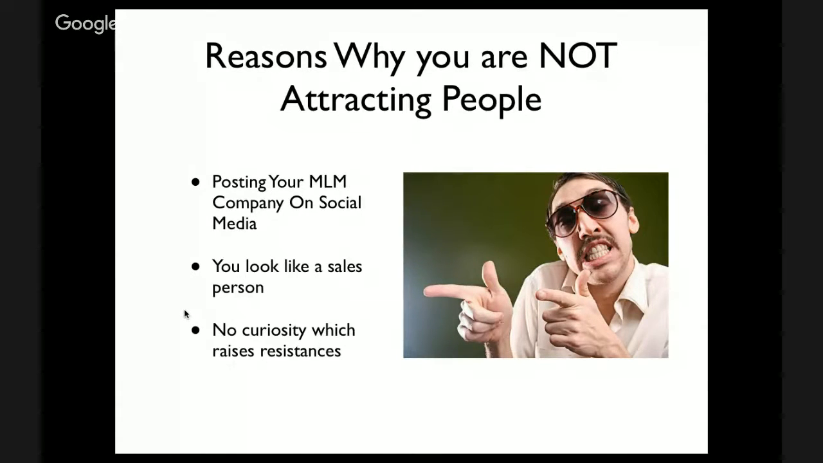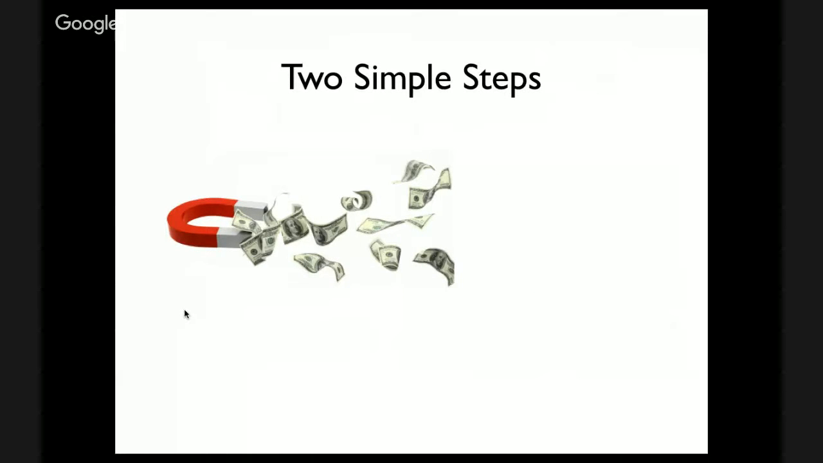So here are the two simple steps on how you're going to start attracting your perfect prospect. One is, who do you want to attract? It's really that simple. Again, in the network marketing industry, you can actually choose who you want to work with. You can choose your business partner. So who exactly do you want to attract? And what problems do they face?